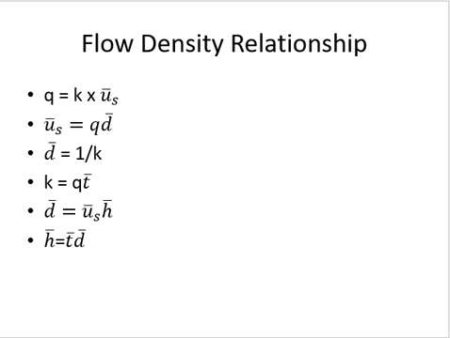So flow equals density into speed. Which speed? Space mean speed. Then space mean speed equals flow times d dash. What is d dash? D dash is the average spacing between the vehicles.